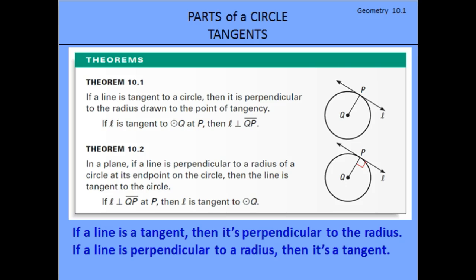Moving on. We got some theorems here, and I kind of translated them for you. For theorem 10.1, you've probably heard this before. Basically, these are saying if a line is a tangent, then it's perpendicular to the radius. So if this is a tangent, then it's going to be perpendicular to the radius. Also, the next one says pretty much the opposite. If a line is perpendicular to the radius, then it's a tangent. So if this line is perpendicular to the radius, then it's a tangent. How do we know if something is perpendicular? It's a 90-degree angle.